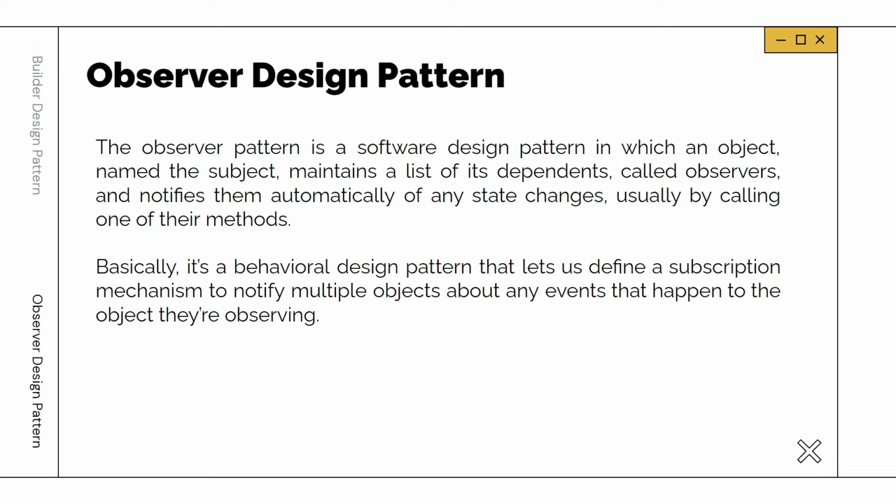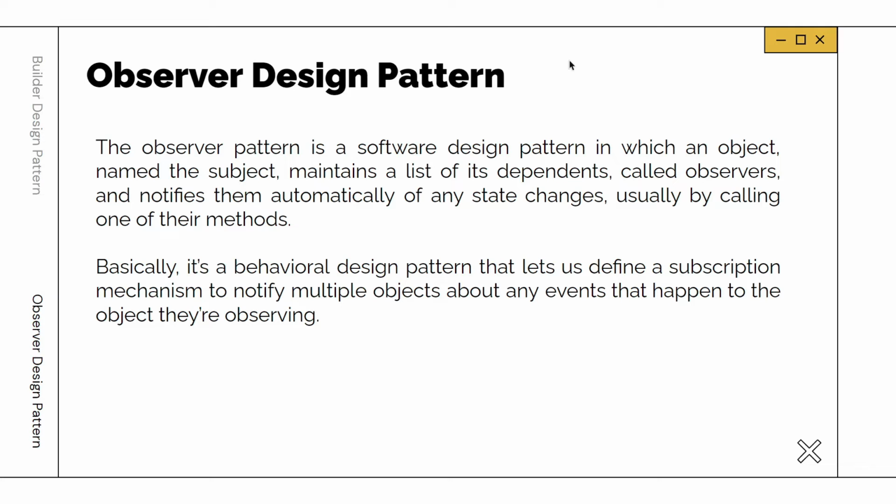The observer design pattern is a software design pattern in which an object named the subject maintains a list of its dependents called observers and notifies them automatically of any state changes, usually by calling one of their methods. Basically, it's a behavioral design pattern that lets us define a subscription mechanism to notify multiple objects about any events that happen to the object they are observing.